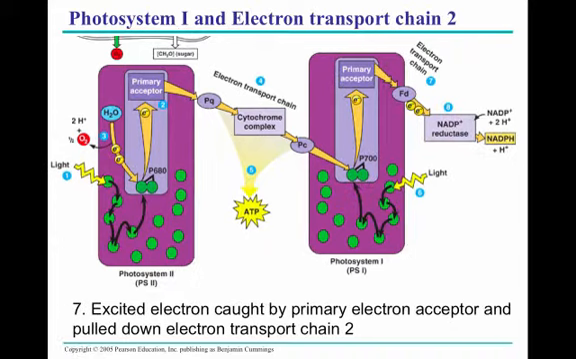Now we look at our second electron transport chain, and these electrons are moved by an electron carrier from the primary electron acceptor to something called an NADP+ reductase. This is an enzyme that is going to reduce NADP+ to NADPH. Remember, gain electrons, reduction. NADP+ is going to gain electrons and be reduced to NADPH.